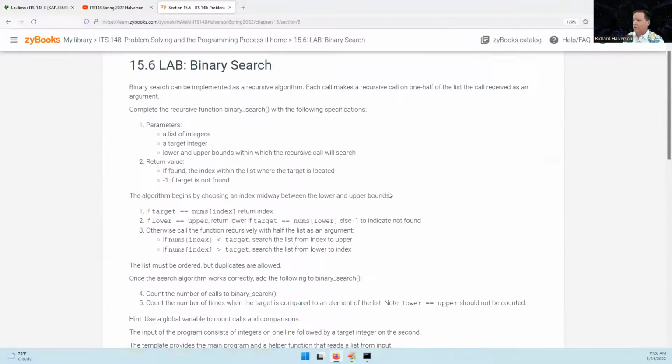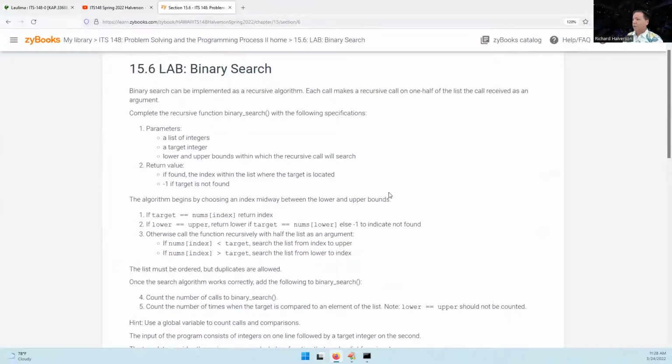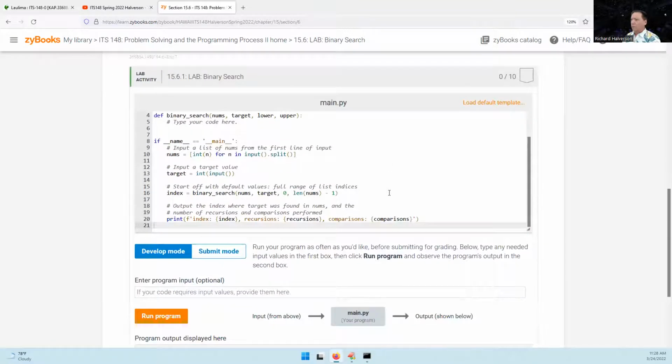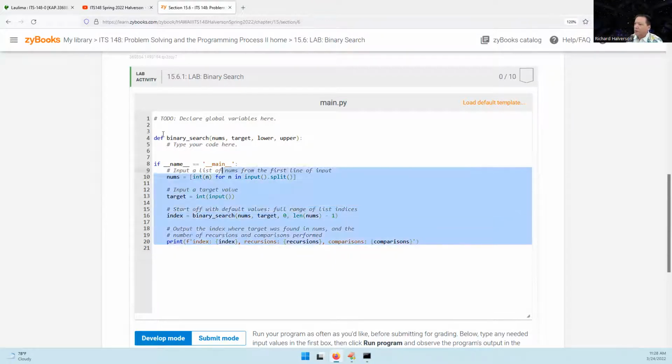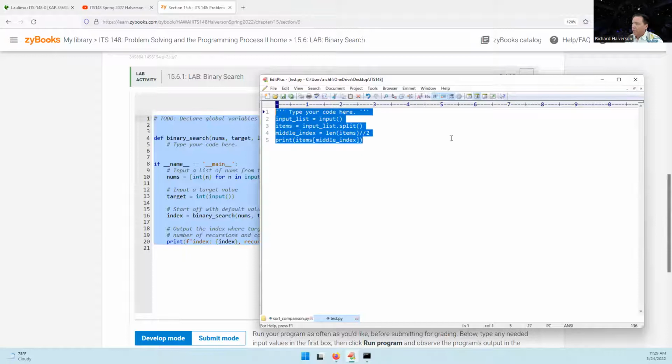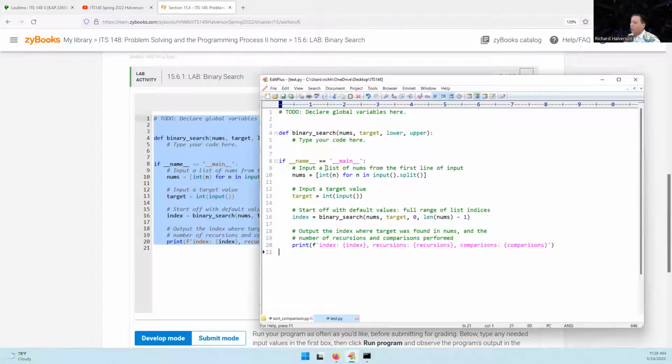All right, so here's binary search. Let's see what this one looks like. Binary search can be implemented as a recursive algorithm. Complete the recursive function with the following. Are we actually supposed to write the binary search program? Oh, here we are. We're writing the binary search program. Okay, so the program is you're reading a bunch of integers. I'm going to take this out of here, copy this, put it over here, paste it there, save it.